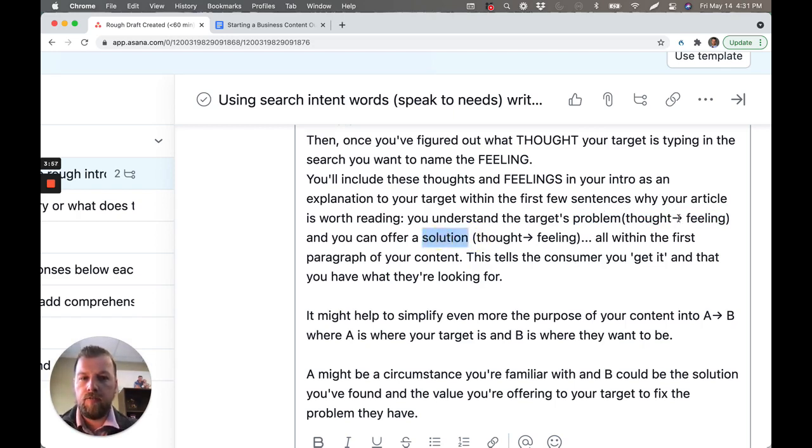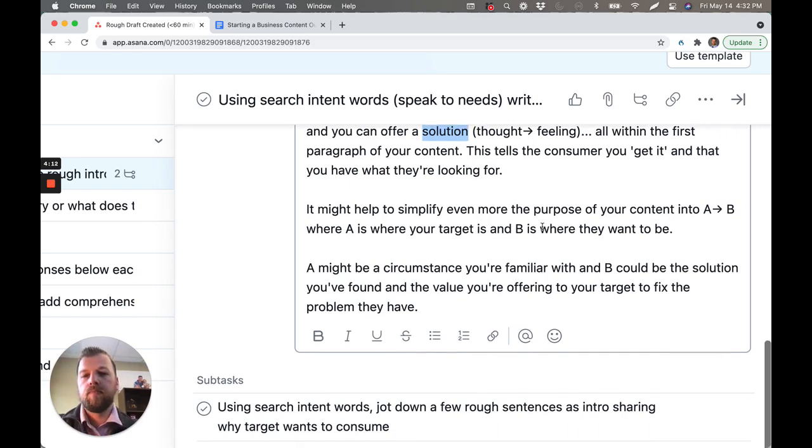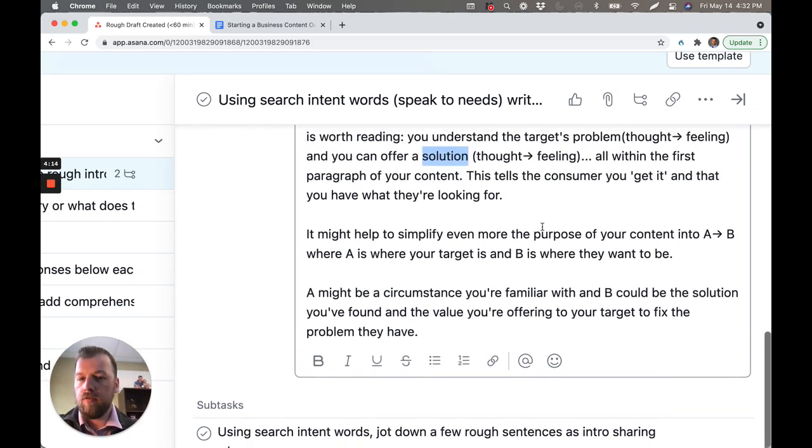So if their feeling is anxiety, you want to provide them with a solution of the feeling that they actually want. They want certainty, or they want reassurance, or they want confidence, or they want hope even. Maybe they're stuck in a day job and they want freedom. Whatever it is, you capture the feeling, and that's what you want to relay as your solution within the first sentence or two.